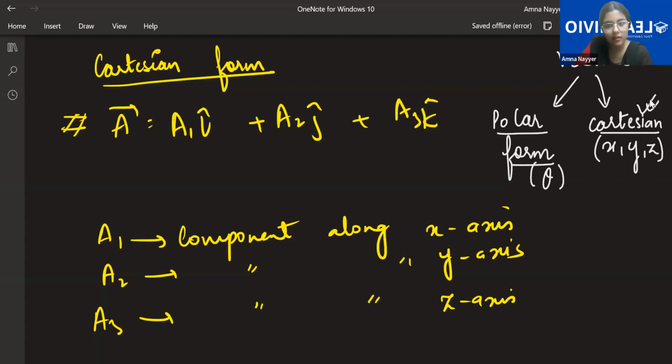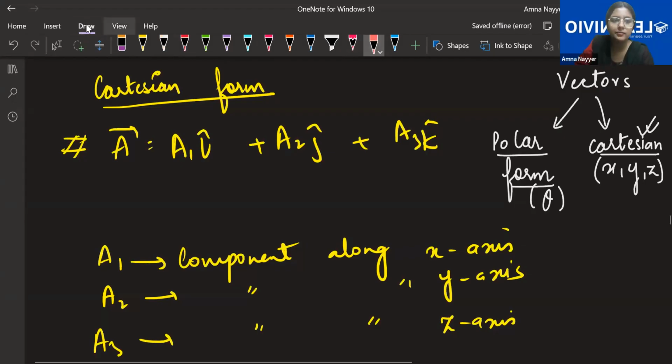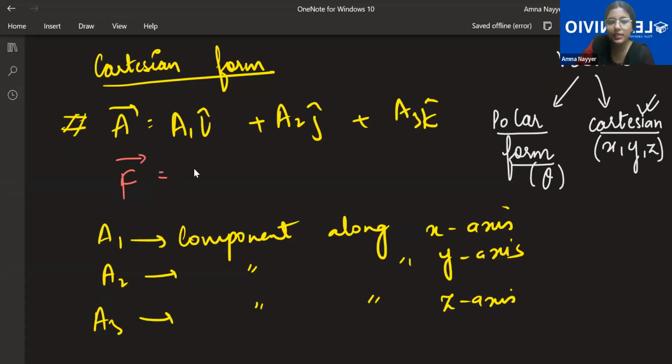Ma'am, can you explain polar form again? Polar form means between two vectors, an angle will be given to you in the question. Right now, in whatever we have studied till now, was there any angle at which these two vectors were acting? Angle didn't come till now. So we'll study that in the polar form. This was Cartesian form, along x, y, z, coordinate geometry. We just saw x, y, and z. So this is what we are studying. Now, when we write a vector, for example, the force is 3i cap plus 2j cap plus 4k cap.